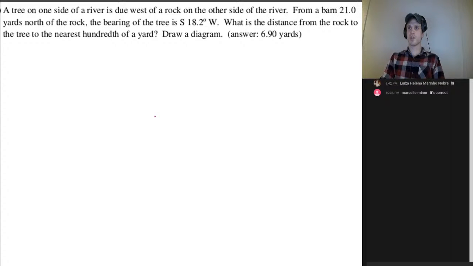So a tree is on one side of a river, and it's due west of a rock on the other side. So here's the river. Here is, let's say, a tree. We're going to look from the top down. Here's the canopy of the tree. That's our tree. And we've got a rock on the other side.